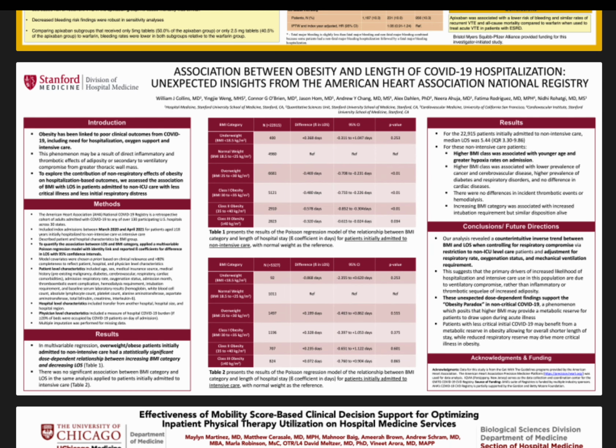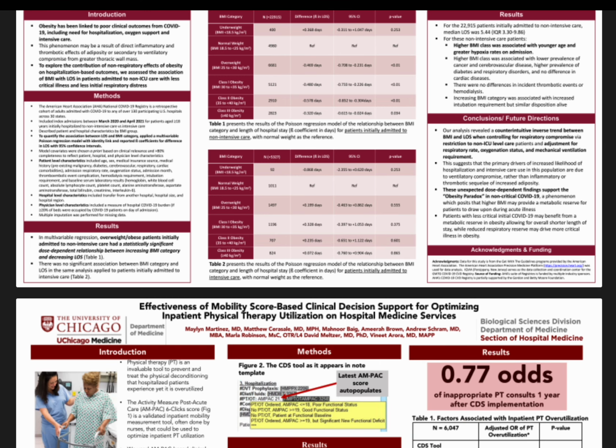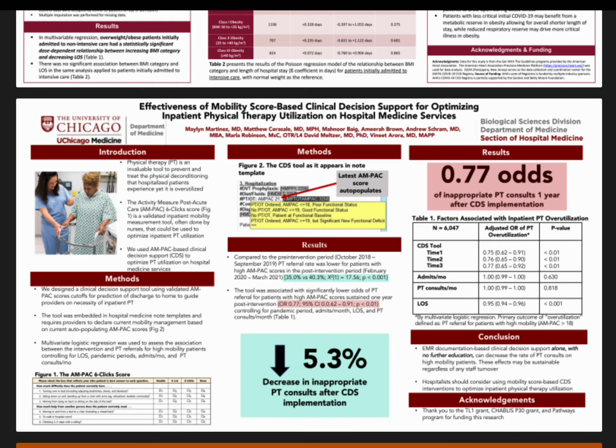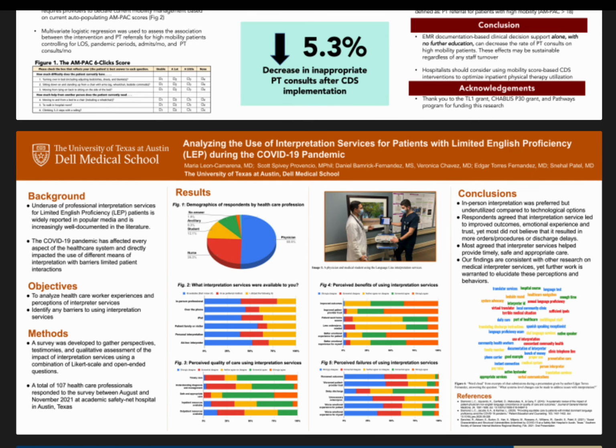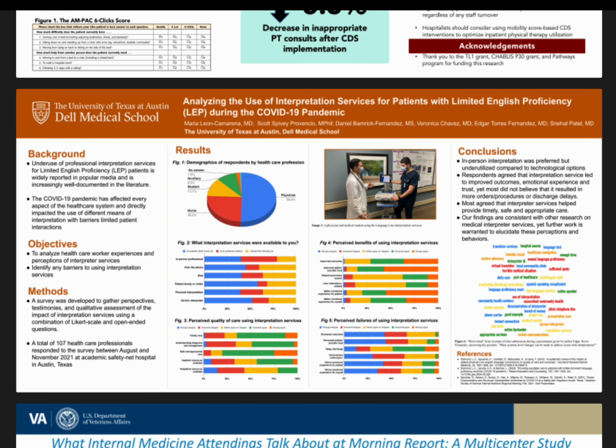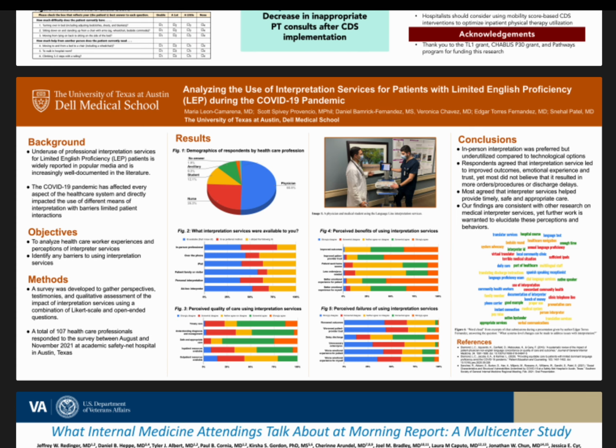Association between obesity and length of COVID-19 hospitalization, unexpected insights from the American Heart Association National Registry. Effectiveness of mobility score-based clinical decision support for optimizing inpatient physical therapy utilization on hospital medicine services. Analyzing the use of interpretation services for patients with limited English proficiency during the COVID-19 pandemic.